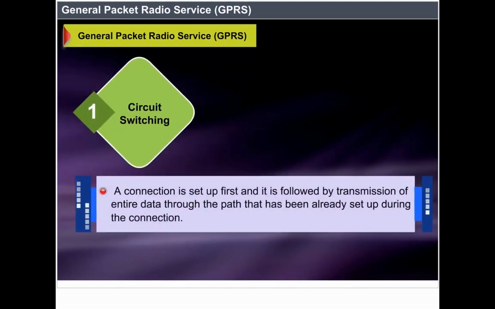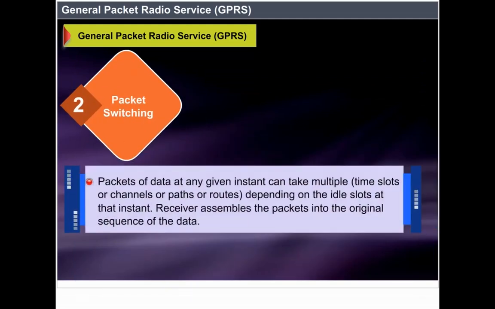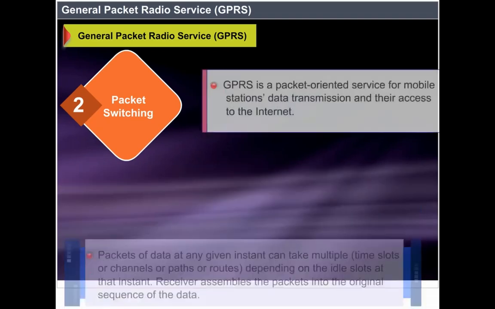Circuit switching: a connection first sets up, then the entire data transmits through the path that has been set up during the connection. Packet switching: packets of data at any given instant can take multiple time slots or channels or paths or routes depending on the idle slots at that instant. The receiver assembles the packets into the original sequence of the data.